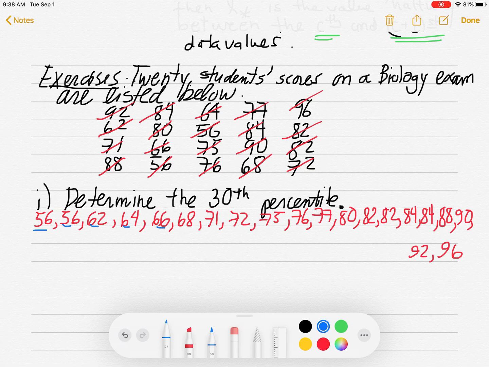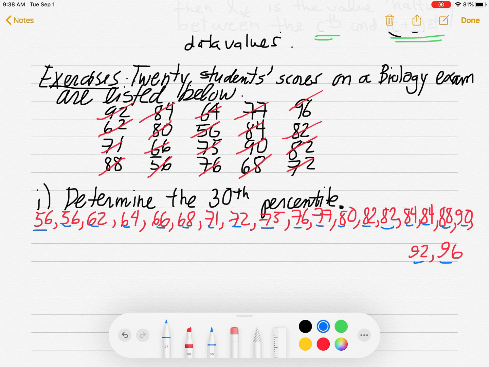Let me count. 1, 2, 3, 4, 5, 6, 7, 8, 9, 10, 11, 12, 13, 14, 15. Oh, this thing is not writing. 1, 2, 3, up to 20. Okay, I got all 20 data values. So that's the first thing you got to do.